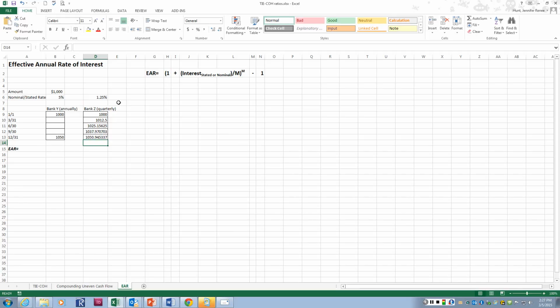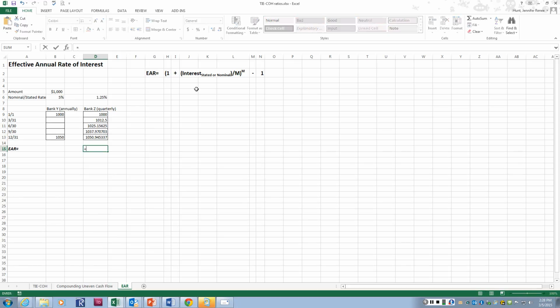So you can see there at the end of the year, Bank Z on a quarterly compounding schedule is going to give us a little better return, about 95 cents over Bank Y. Doesn't sound like a lot when you're working with $1,000, but when you're working with millions of dollars, it can be fairly significant. So what actual rate of return did we actually get on the year? And that's where effective annual rate of interest is going to come in. So we're going to solve for our effective annual rate of interest because we compounded quarterly through Bank Z. We don't have to solve it for Bank Y because we compounded annually.